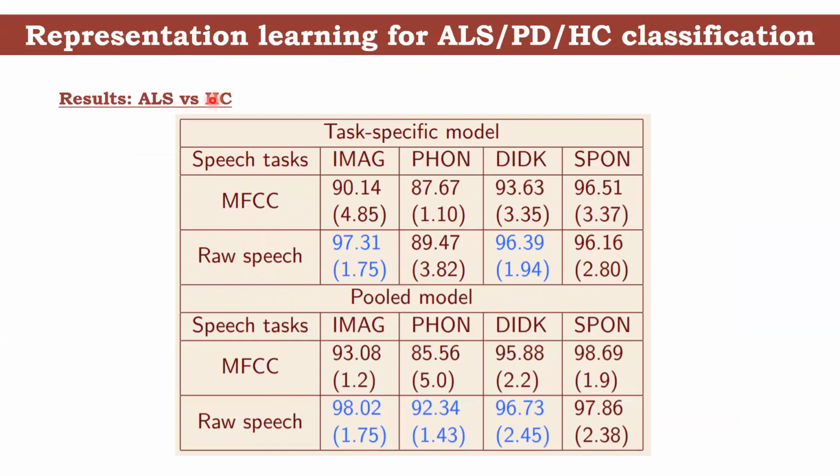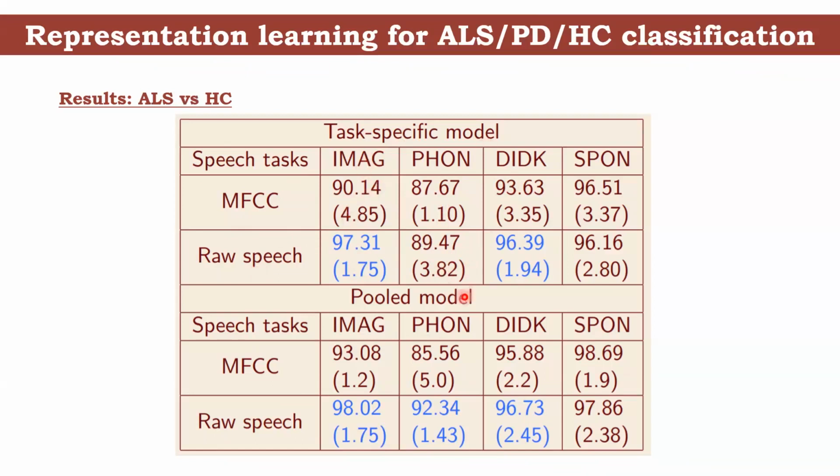So what you see here, we first ran the experiment of ALS versus HC. So this is a task-specific model, meaning you have individual task data and you train a model using that. What you have in 2 rows is the performance or accuracy using MFCC and raw speech. And whenever it improved significantly, we make that blue color, meaning with raw speech, we improved significantly. But if we do not improve significantly, although the average may be higher, we don't report that. So no coloring means they're similar. They're not dropping, not significantly different. Neither dropping nor increasing. So as you see, here the image and DIDK tasks improved.